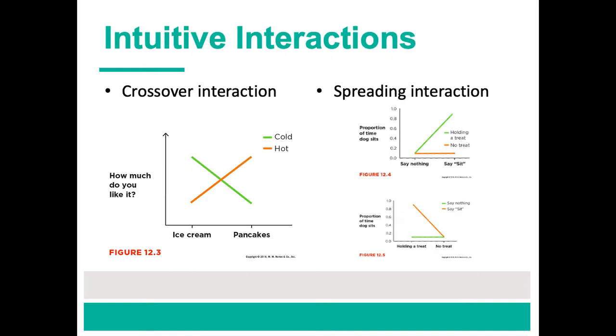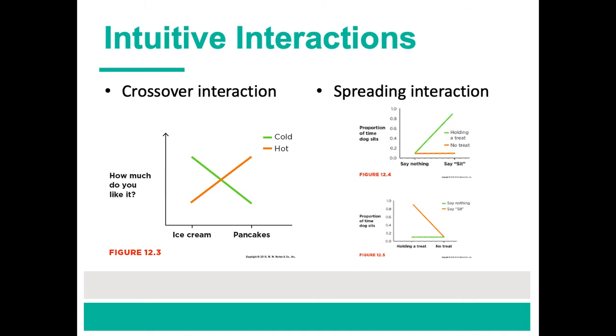So those first ones I talked about, intuitive, there's a couple of different types illustrated there, the crossover and spreading interactions. And these are, let's say, hypothesized interactions between food type and food temperature, or in the other case, it's speaking, so saying sit versus saying nothing on, let's say, dog training, right? And so you see that there's sort of the impact of the treat there, and we can see impact with verbal command on the outcome.